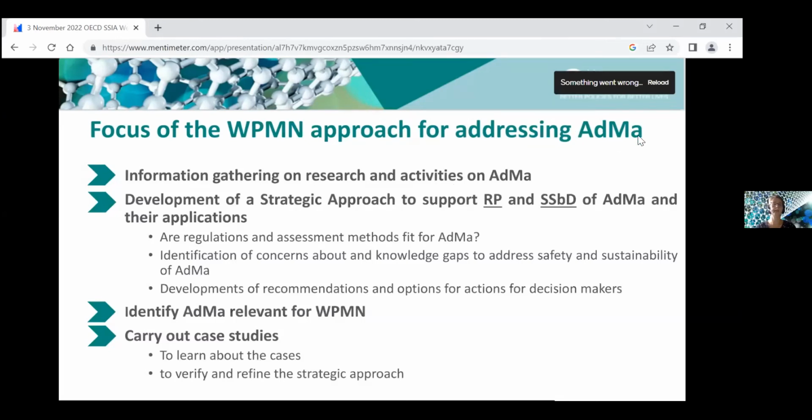A next major point of this work is then to identify advanced materials that are relevant to WPMN, and with these materials to carry out case studies. And the aim is then to learn from these case studies and to verify and refine the strategic approach.